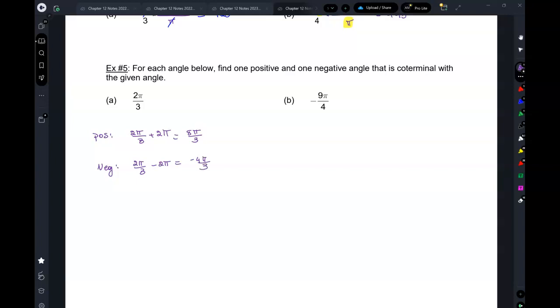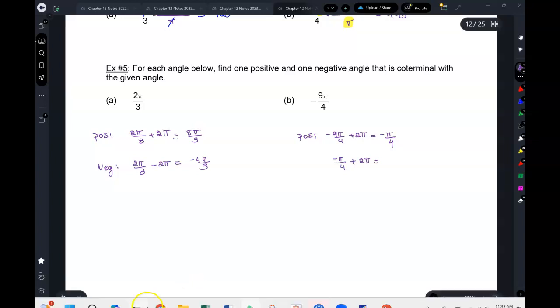Next, for the positive one, negative 9 pi over 4 plus 2 pi. You put it in your calculator, what do you get? Negative 9 pi over 4 plus 2 pi, you get negative pi over 4. Now, is that a positive number? No. So you have to go again, right? So you have to do negative pi over 4 plus 2 pi.